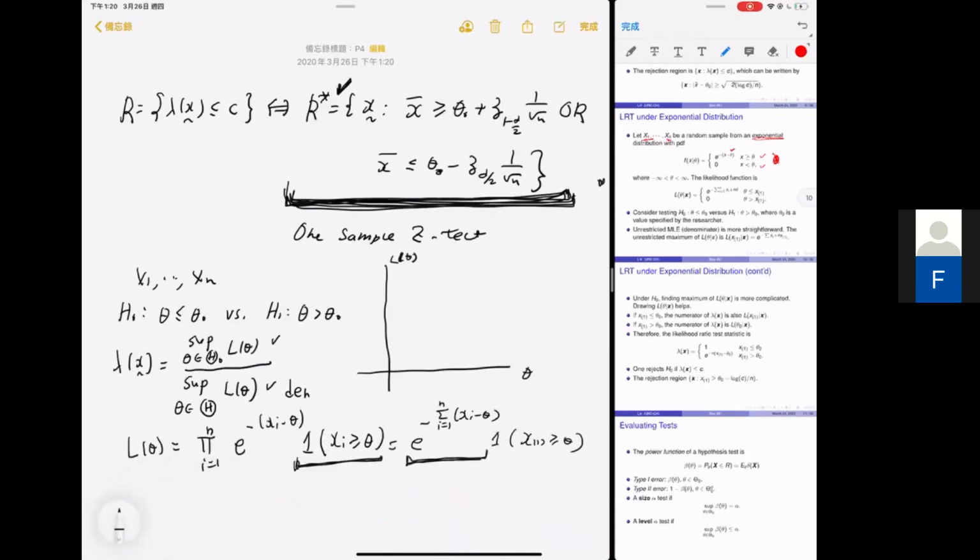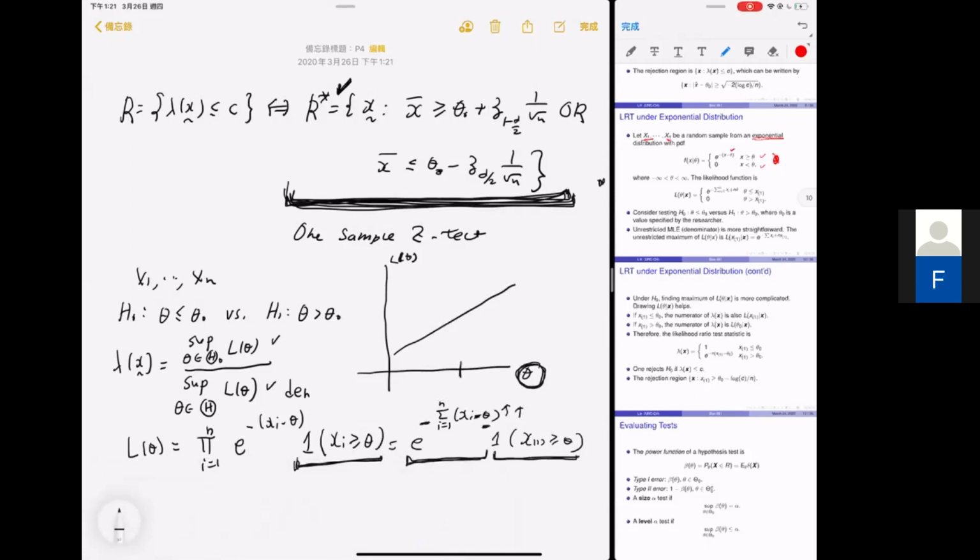Then ask yourself, is that an increasing function or a decreasing function of theta? Keep in mind, function of theta. The answer is increasing function. Why? This is theta, this is minus, but this is minus as well. Minus becomes plus. So as long as theta gets bigger, the whole function gets bigger. But in the meantime, this guy is also a function of theta.